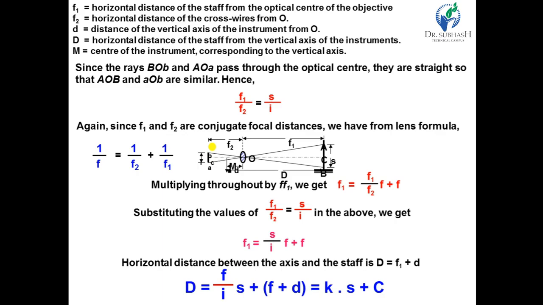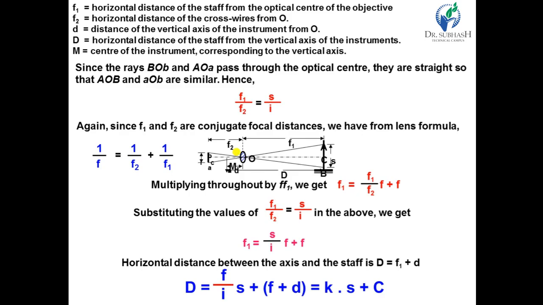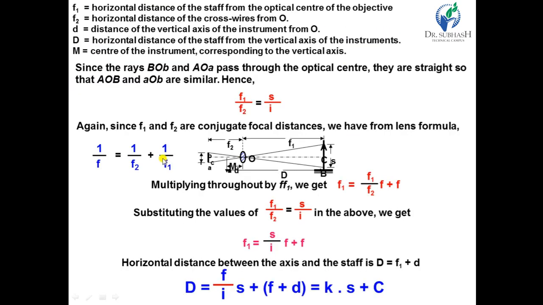Now we consider the rays BOB and AOA passing through the optical center. These two rays pass through the optical center. So F1 upon F2 is equal to S upon I. That is a simple formulation from two similar isosceles triangles, by comparison of the triangles.